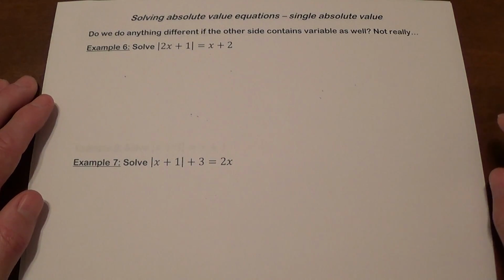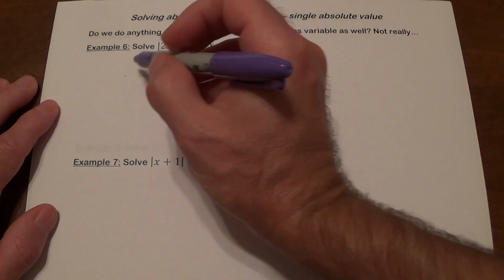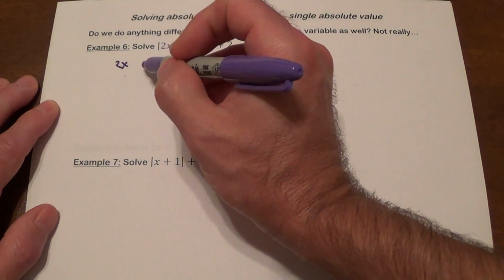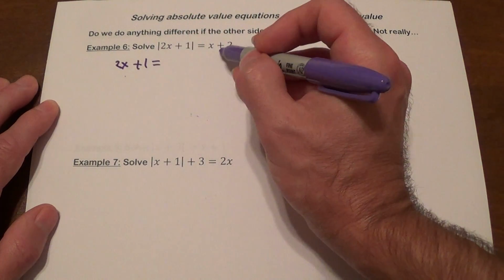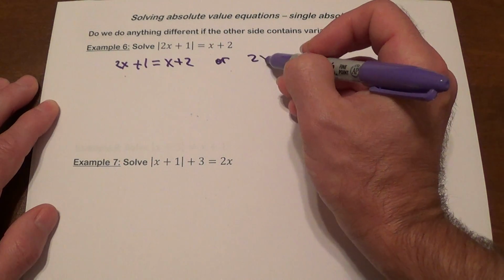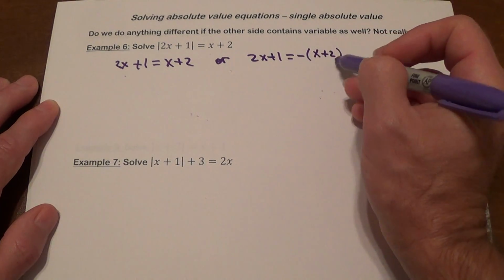What do we do when we have a variable on the other side? Nothing's going to change. Nothing. So we're going to have 2x, well, first of all, the absolute value is alone. So 2x plus 1 equals x plus 2. Or we're going to write 2x plus 1 equals negative x plus 2.